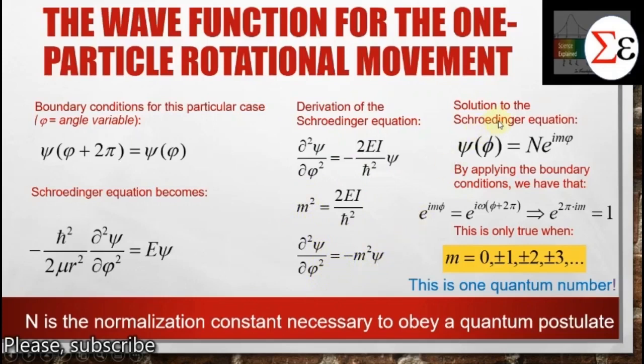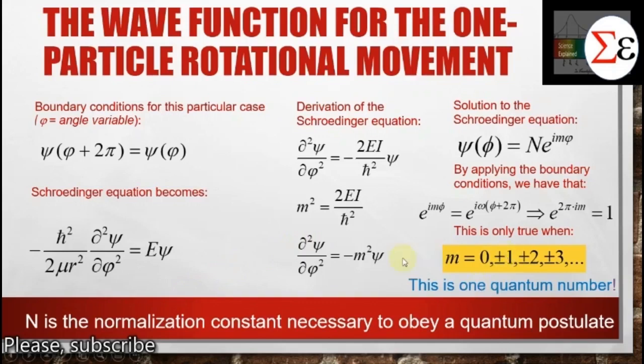The solution for this Schrodinger equation is given here, where N is the normalization constant, which is necessary to obey a quantum postulate of the probability of finding the electron within the range from 0 to infinity, or minus infinity to positive infinity.